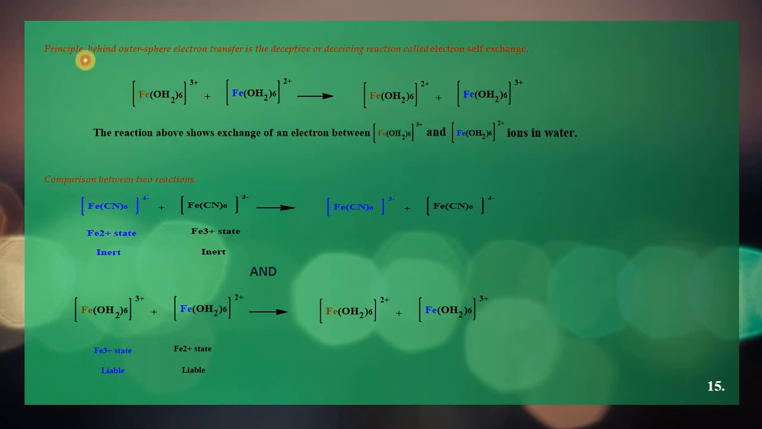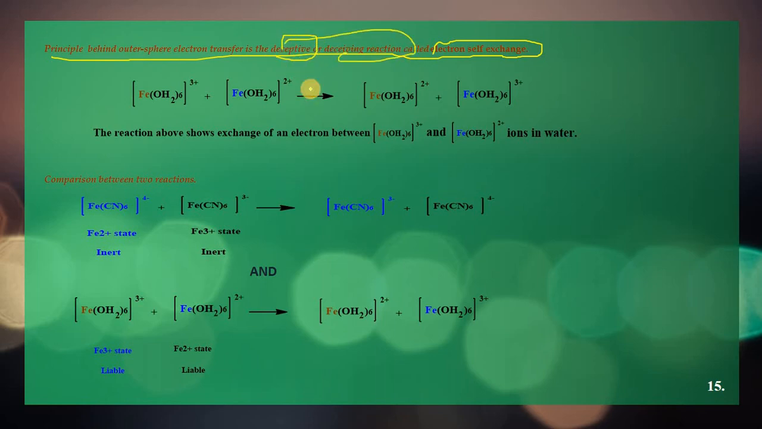So now, the principle behind the outer sphere electron transfer is a deceptive or deceiving reaction called electron self-exchange. Yes, if you are not careful, we will be deceived. That's why I said it is deceptive and a deceiving reaction. So look at this reaction, which is what I later brought down here for comparison. So this ion, we see H2O water is attached to it. So look at what happened now.